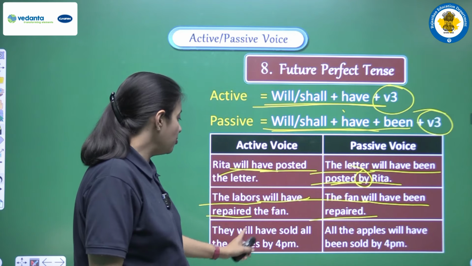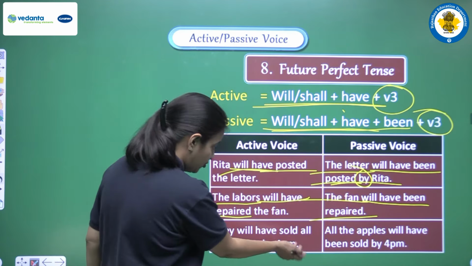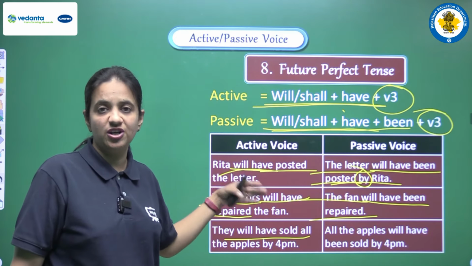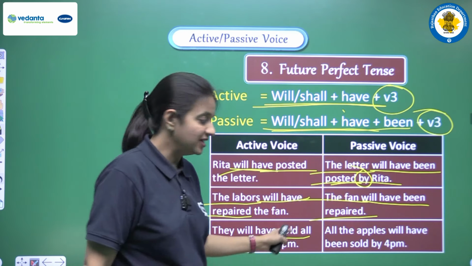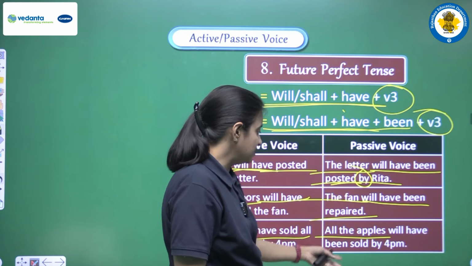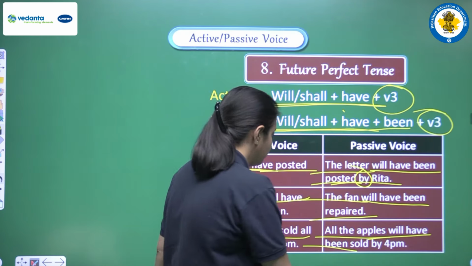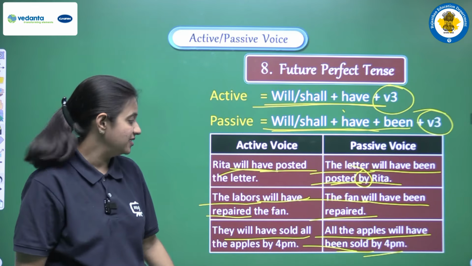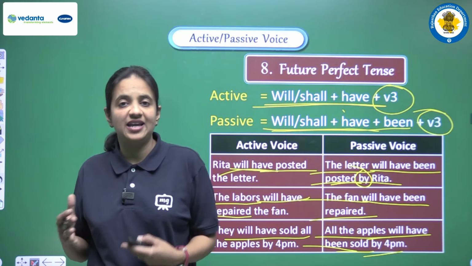Next one is, they will have sold all the apples by 4 p.m. So here we are having will have plus main verb third form. So this is future perfect tense here, and as an object we are having the apples here, and in this sentence we are having the object in the beginning of the sentence, that is all the apples. Next will have been as a helping verb. Next we are having third form of the main verb. So now our answer is, all the apples will have been sold by 4 p.m.